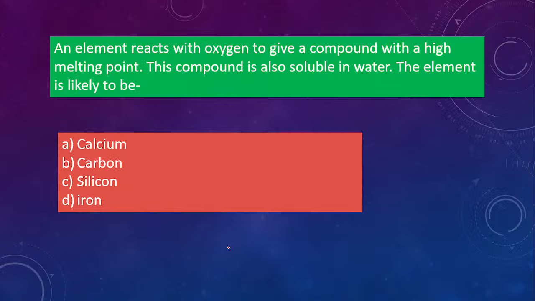An element reacts with oxygen to give a compound with a high melting point. This compound is also soluble in water. The element is likely to be: option A calcium, option B carbon, option C silicon, option D iron.